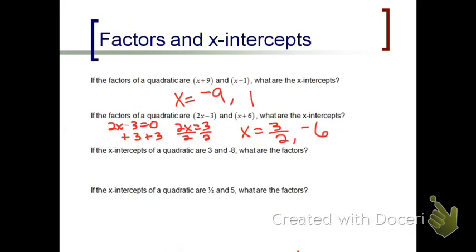If the x-intercepts are 3 and negative 8, what are the factors? X minus 3 and x plus 8. Okay, this one is a little bit tricky. It's 2x minus 1 and x minus 5.